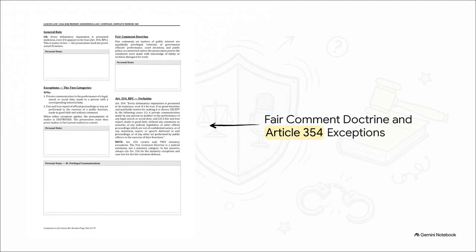Now compare that constitutional standard to Article 354 of the Revised Penal Code. Normally, the law presumes malice in any defamatory imputation. But we have the fair comment doctrine. This acts as a vital shield for comments on matters of public interest. It's a judicial extension that says criticisms of public figures or government officials are qualifiedly privileged. When this doctrine applies, that automatic presumption of malice is destroyed. Poof, gone. The burden then shifts right back to the prosecution to explicitly prove actual malice.